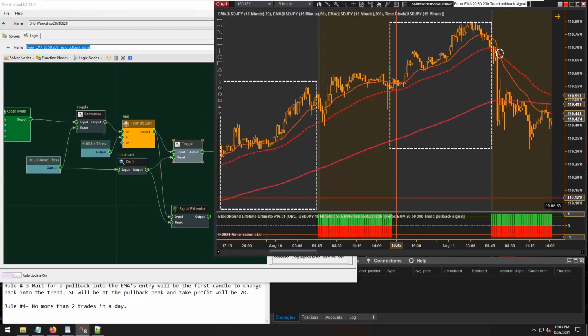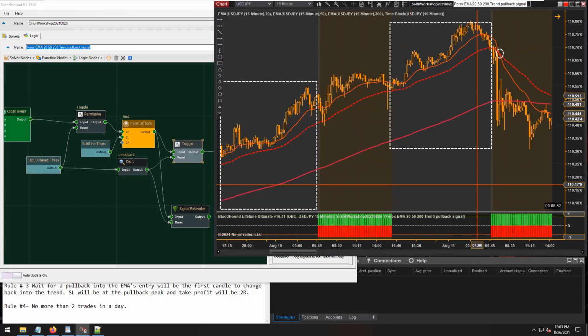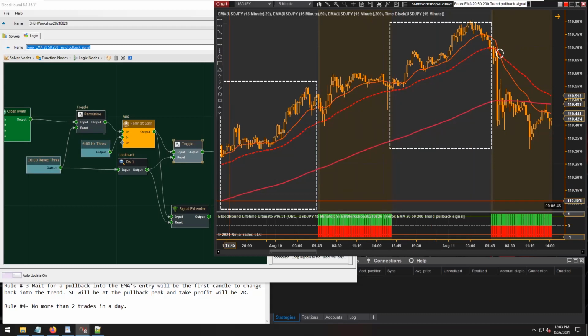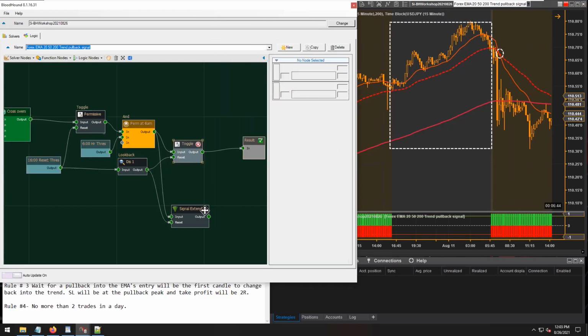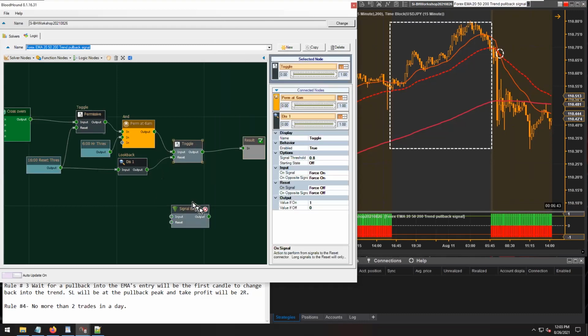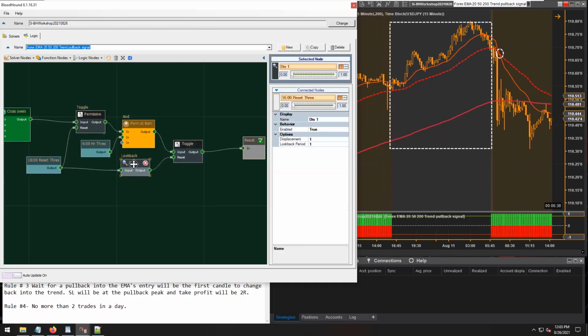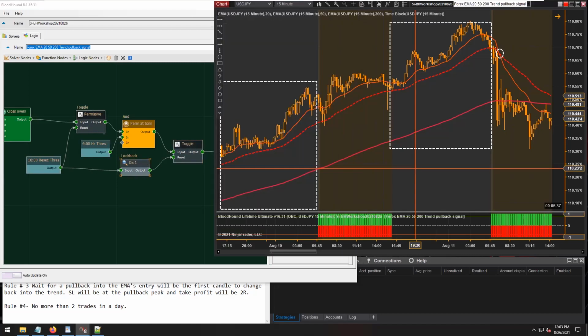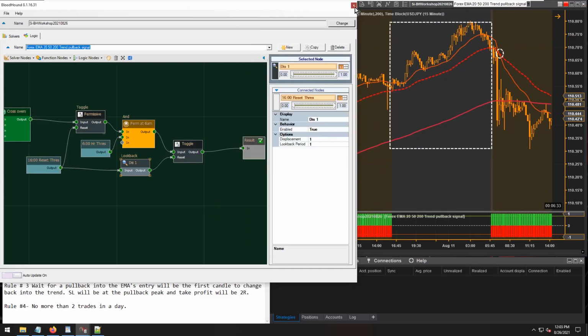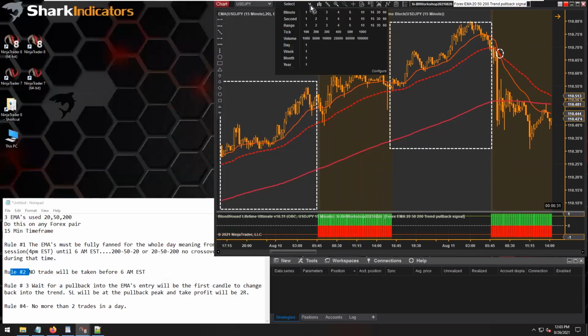So when we get to our overnight Asian session, we can see we're turning that toggle node off. So there. Okay, so I can just delete that signal extender there. So now we can do this. Now, if we go in here, I should be able to just switch to a 5-minute chart.